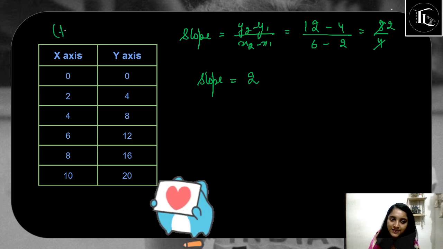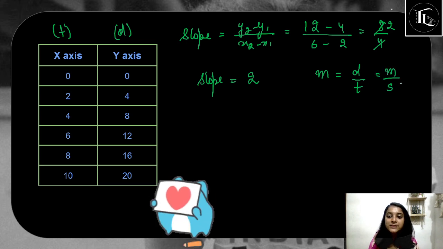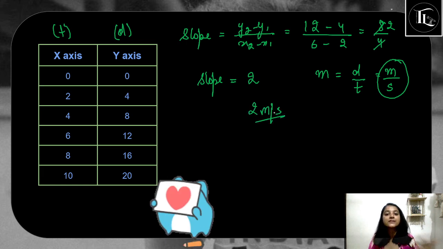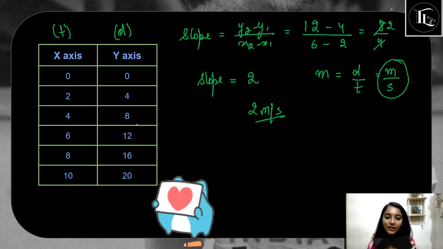So if I say x-axis is time and y-axis is distance, so slope is going to be distance by time. So distance is meter and time is second. So the units will be meter per second. So it will become 2 meter per second. So slope is giving us the speed. So we will be discussing this in the motion graphs and this is just an example.